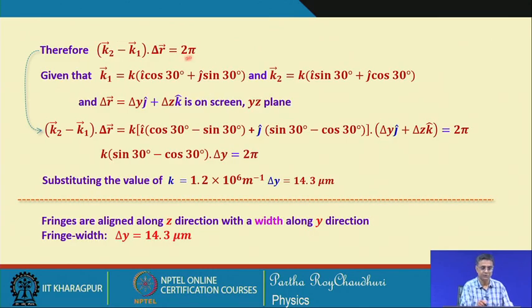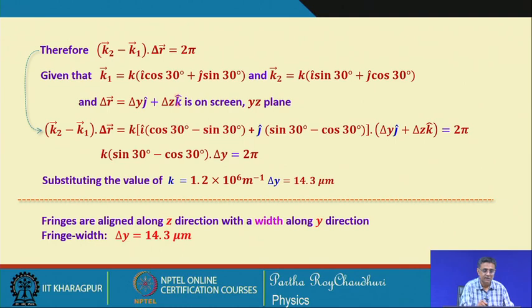Now, we will use this condition to calculate the fringe width. So, we plug in the values of cosine 30 degree, sin 30 degree and so on, and delta r equal to delta y j plus delta z k, because it is in the y z plane. So, k sin 30 degree, and putting all these things, and again if you substitute the value of k equal to this, we will get this value.